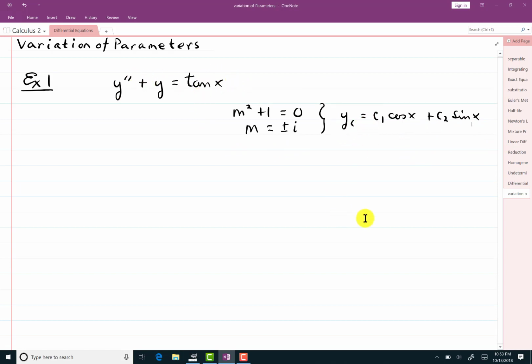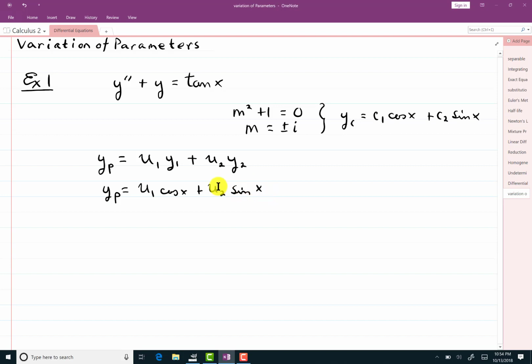So instead, we're going to try to find a couple of functions. We're going to let our particular function be u1 y1 plus u2 y2. And in that case, our u1, we don't know what it is, but our y1 here is cosine of x. Our u2, we don't know what it is, but our y2 is sine of x.